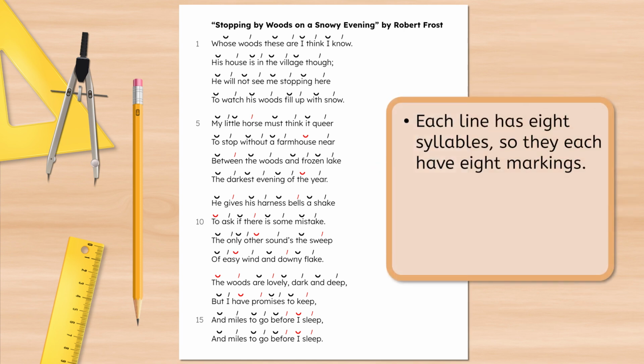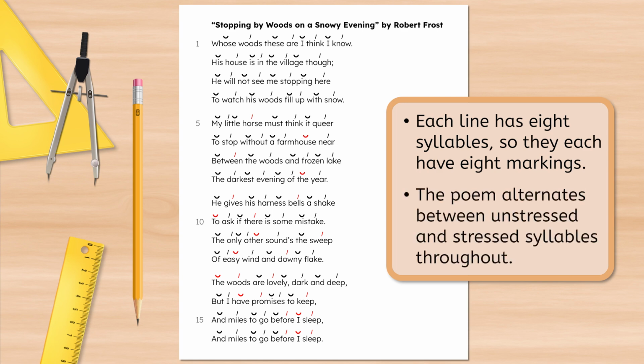Each line has 8 syllables, so they each have 8 markings. And the markings create a pattern. This poem alternates between unstressed and stressed syllables throughout. It creates a gentle rhythm that could be compared to the gentle snowfall described in the poem, or even the sound of the horse steadily making its way through the snow.